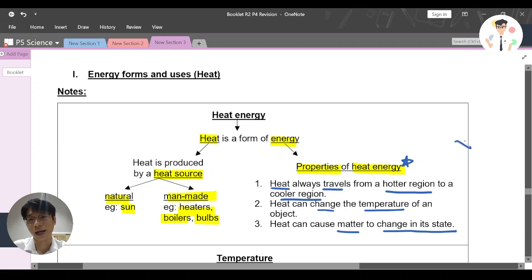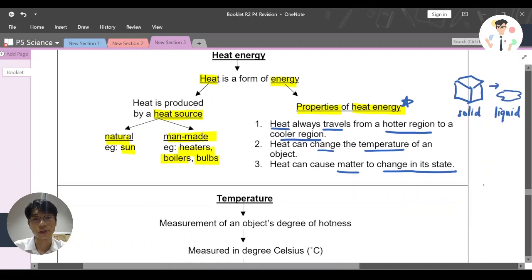For example, ice is solid. When the heat around it increases, the temperature around is increasing, and it can become water. That is a change in state, for example, from solid state to liquid state. Okay, so now let's move on.